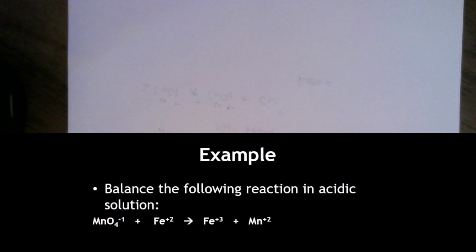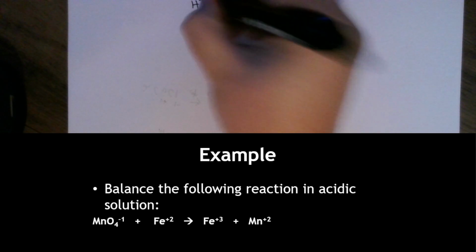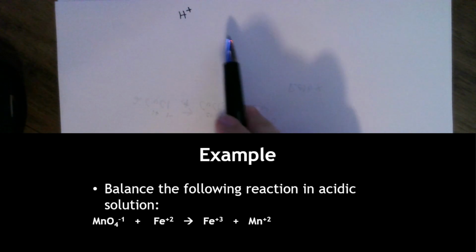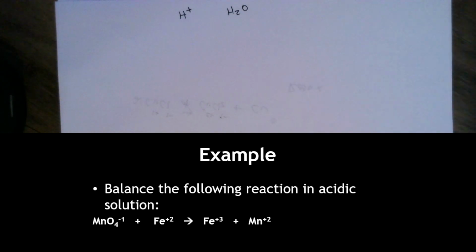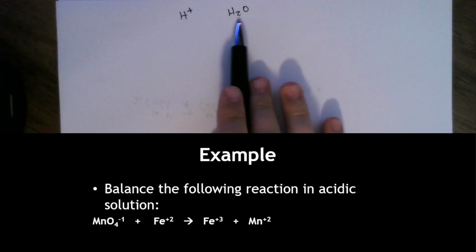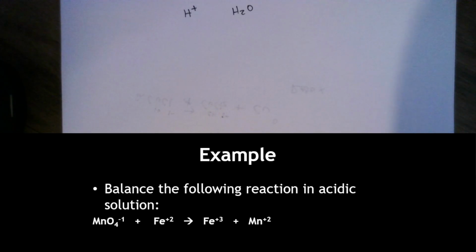Balance the following reaction in acidic solution. First, acidic solution. What that means is we're going to be in an acid. In an acid, you have things floating around. Specifically, you have H pluses. It's kind of the definition of an acid that you have these H pluses floating around. You also have water floating around. So an acid is basically just by definition something that contains water and H plus ions. So we'll be able to add those to our reactants and products as we need.